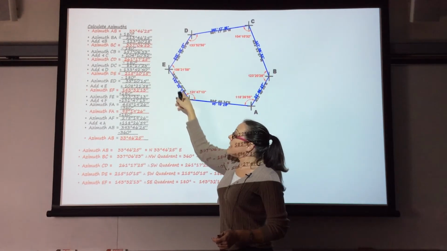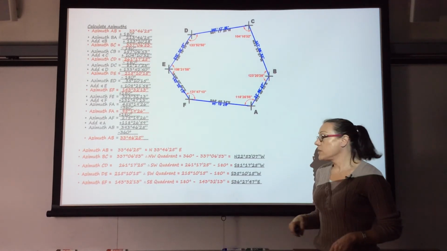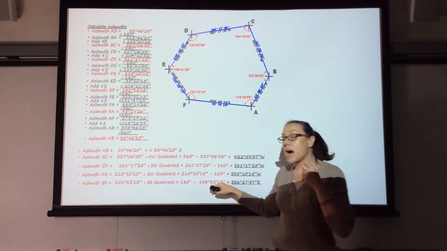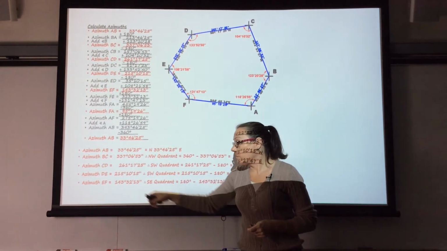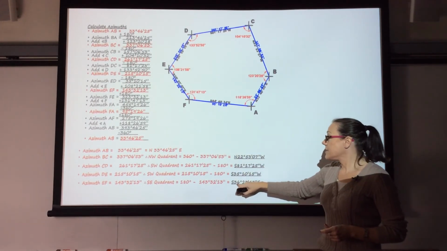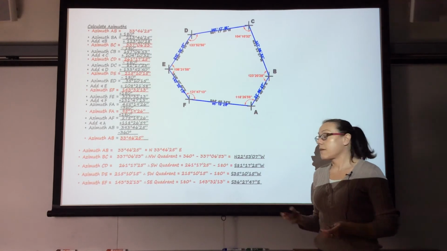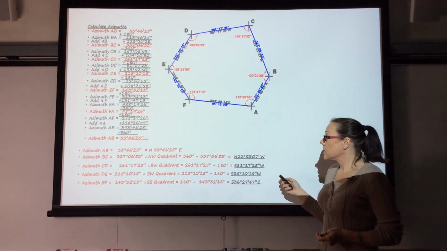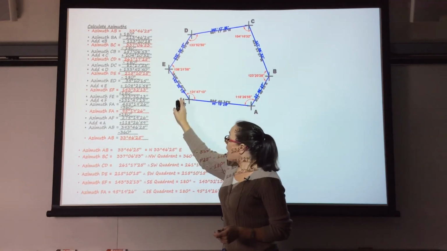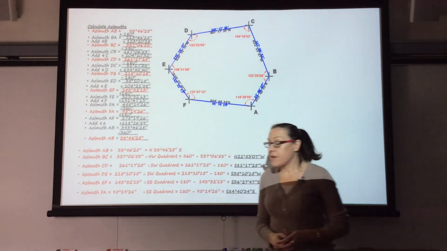E to F, I can see that it's going in the southeast quadrant, so I'm going to take 180 minus the azimuth of the 143 degrees. And that's going to give me a south, that's this little angle in here, south 36 degrees, 27 minutes, and 47 seconds east. And then lastly, F to A had an azimuth of 95.